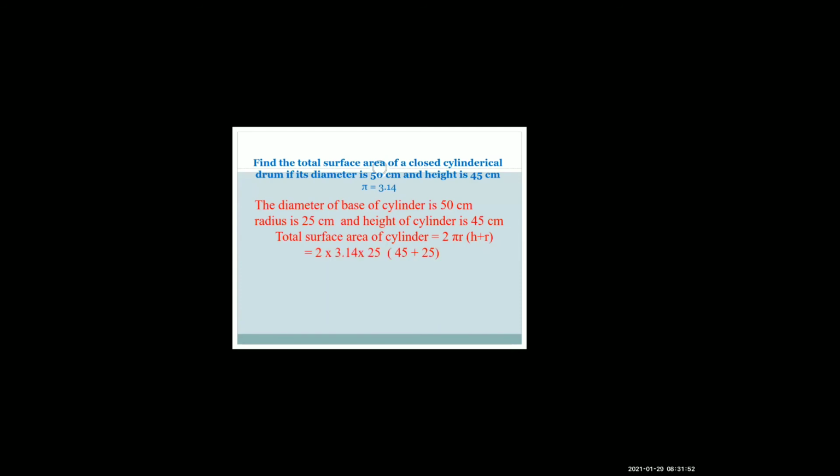So 2 into pi is 3.14. Radius is 25. In the bracket h plus r, that is 45 plus 25. You have to add that first, as I told you. That will give you 70. So 2 into 3.14 into 25 into 70. The answer is 10,990 square centimeters. So this is how you get it. Just apply the formula 2 pi r into h plus r. Remember, 2 pi r into h plus r.